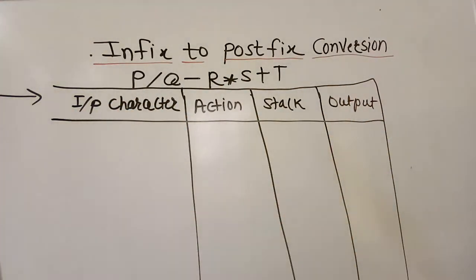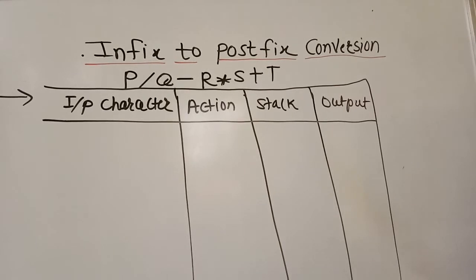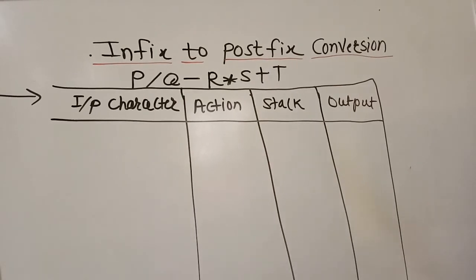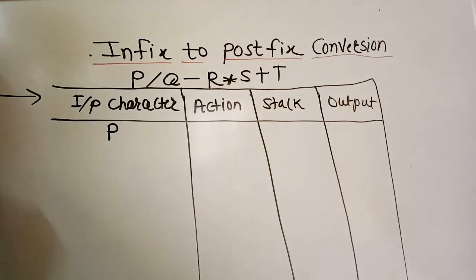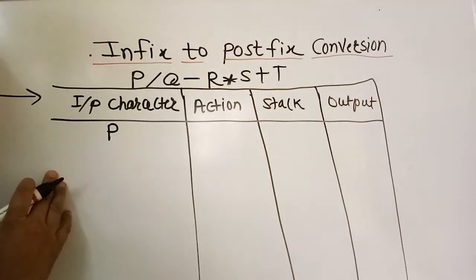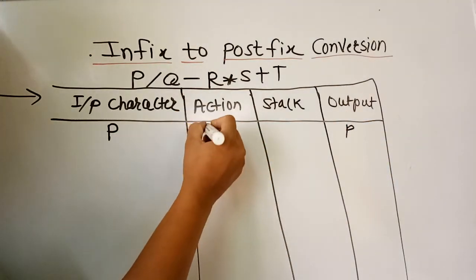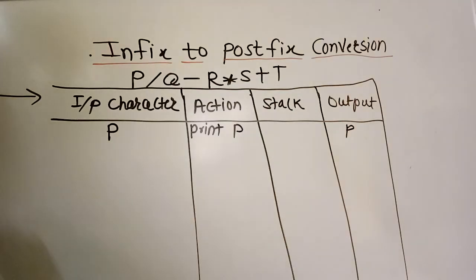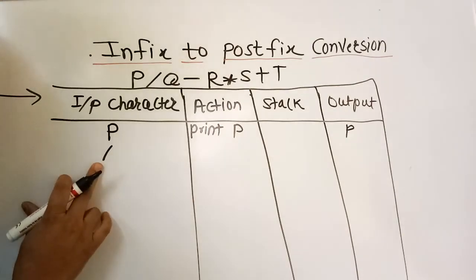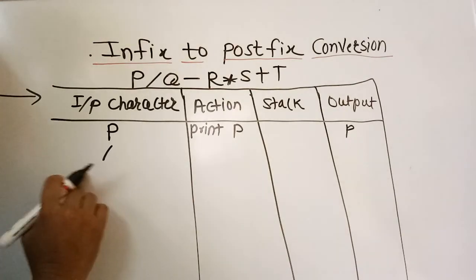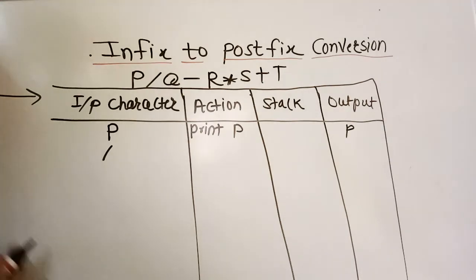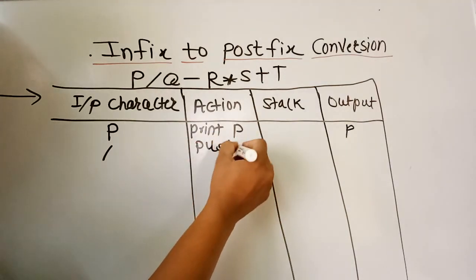First of all, what will be the input character first? We will scan from left to right, that is from P till T is reached. The input character is P. We know that it is an operand, so it will go to the output device. But what is the action? We are outputting it, meaning printing the P. Now what is the next character? An operator, that is the divide.